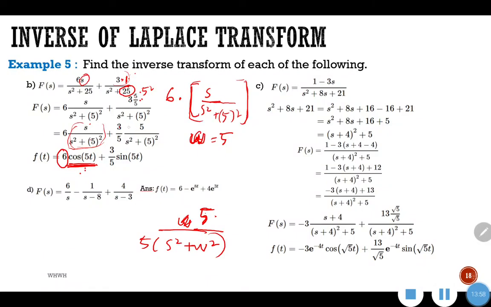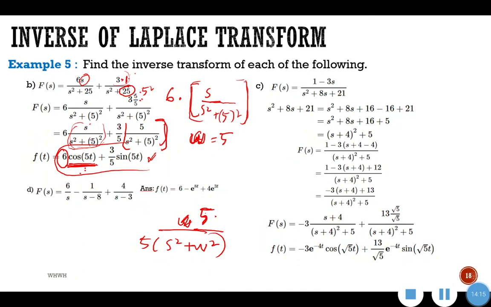Then this is 5 over s square plus 5 square, and you can refer to the table. So you get 3 over 5 sine 5t. Okay, so we have the answer for 5B. Hopefully you are all clear.